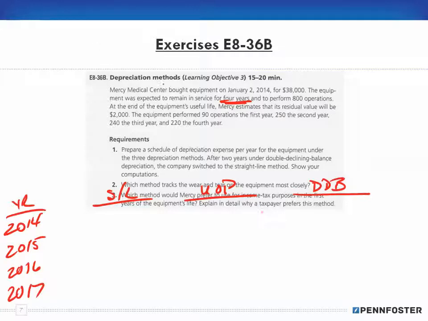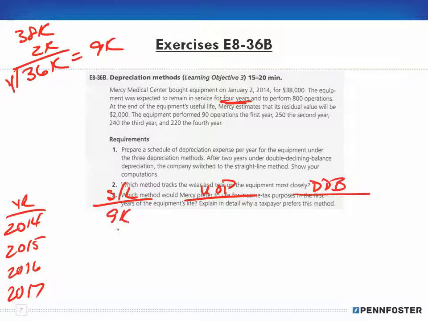Okay, so for straight line, we have 38,000 less 2,000 for our residual value, which means we're depreciating 36,000 over 4 years. That's 9,000 per year. Okay, so our schedule will have for straight line 9,000 for each year.